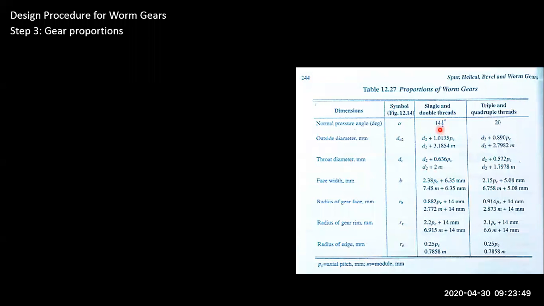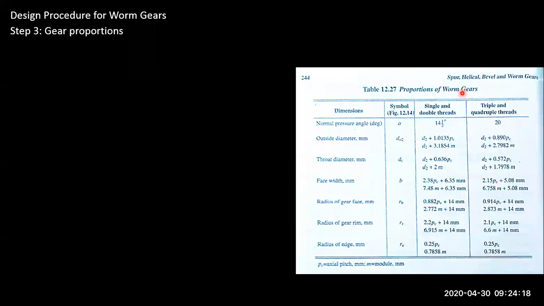So you need 2 dimensions in order to find the parameters here. That is D2 and m. The key dimensions here need two inputs: D2, which is the pitch diameter of the worm wheel, and m, which is the module. So we need 2 dimensions to determine any key dimensions here.